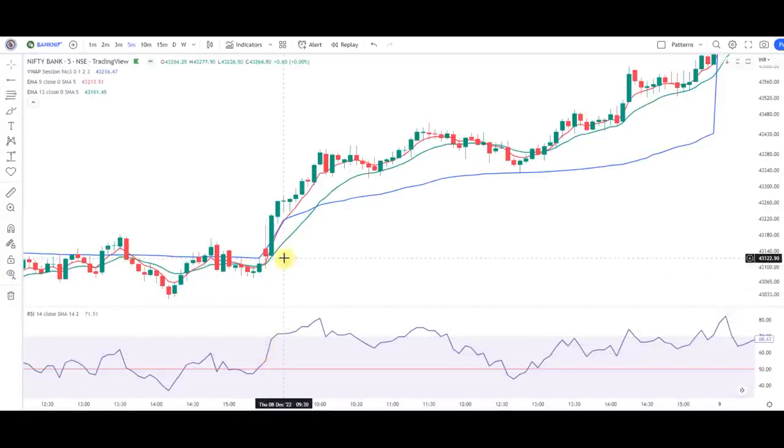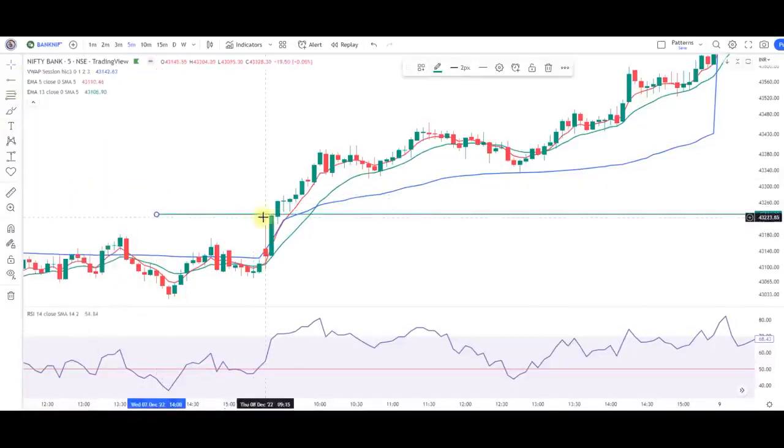Second condition is price should be above the VWAP. In this particular green candle, the candle is above the VWAP. Third condition, 5 and 13 EMA should give the crossover. So here we got the crossover. 5 and 13 EMA gave the crossover. So we can enter into the long trade above this green candle. I'll put a horizontal ray here.